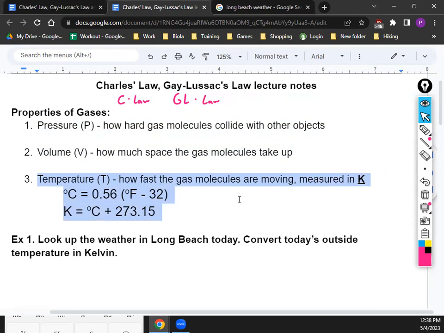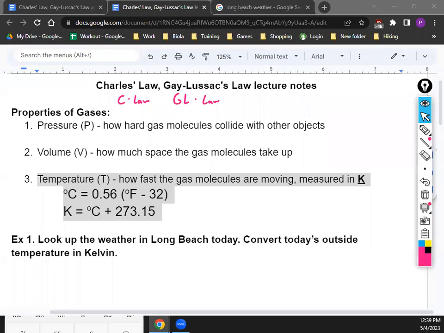So temperature, we symbolize it with the letter T. And temperature is how fast the gas molecules are moving. Yeah, I know in regular life we think about temperature as how hot it is, which is true. But the hotter something is, the faster the molecules move. So just make sure you guys jot that down.